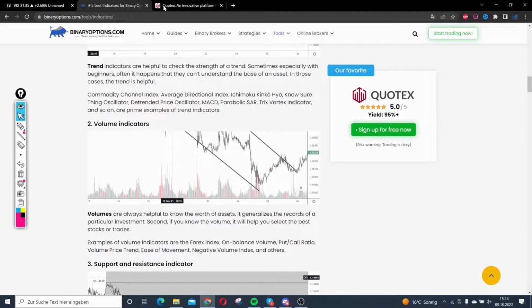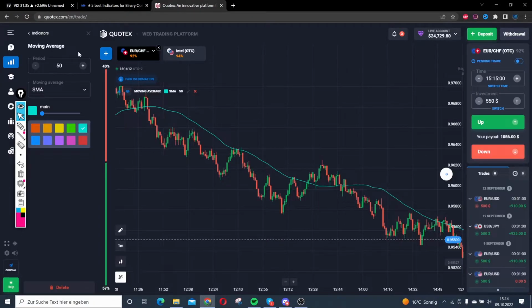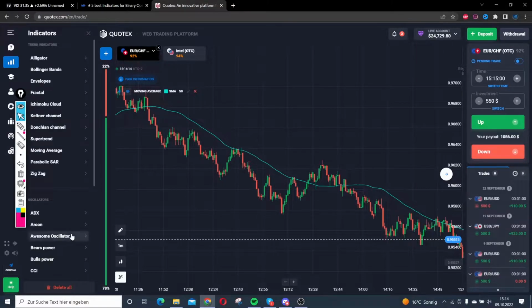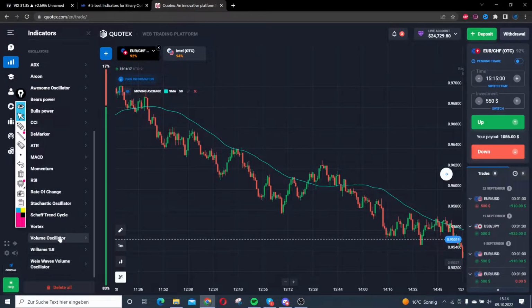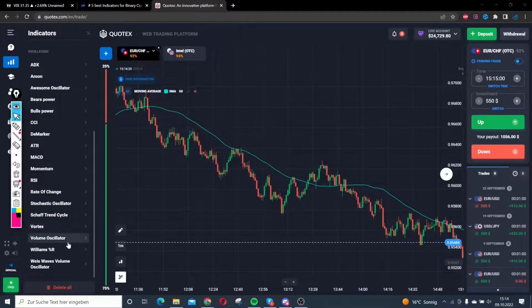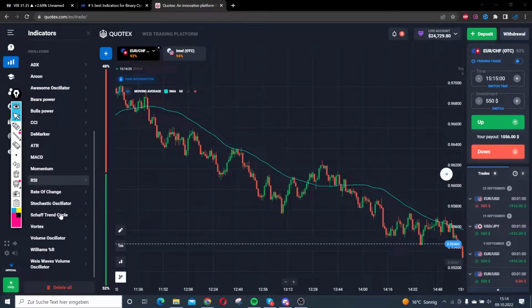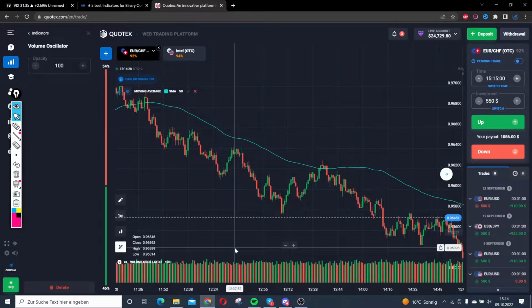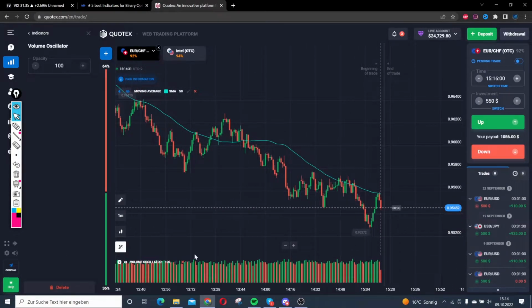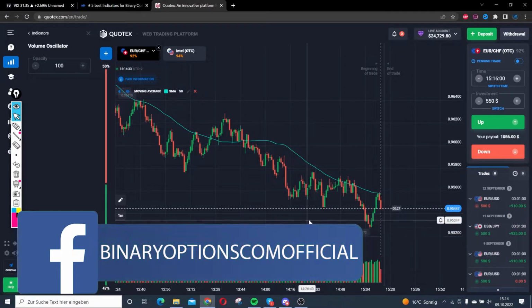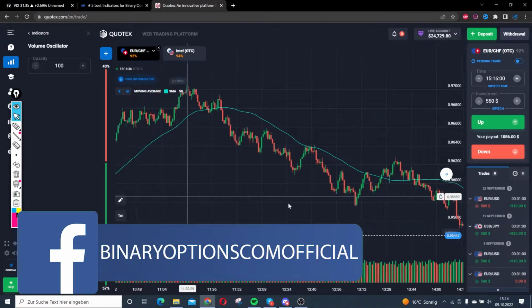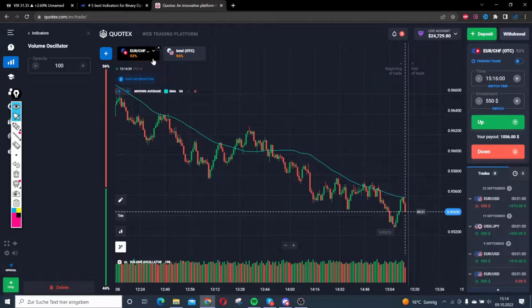Then we have volume indicators. This is also a good tool for analyzing the actual price movement. The simplest, the easiest indicator for volume also has the name volume. I don't know at the moment if we have this here. We don't have this indicator on this platform, but it's a volume indicator. Here it is, the volume oscillator, and I see the volume is nearly the same, always the same here in this 1 minute chart.